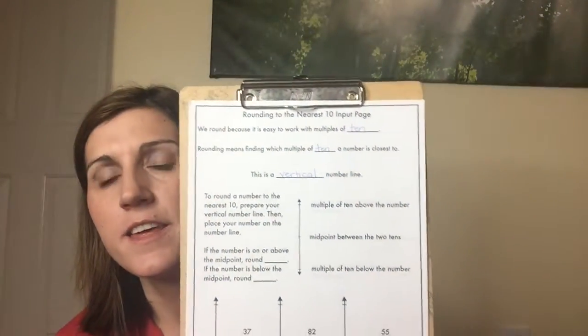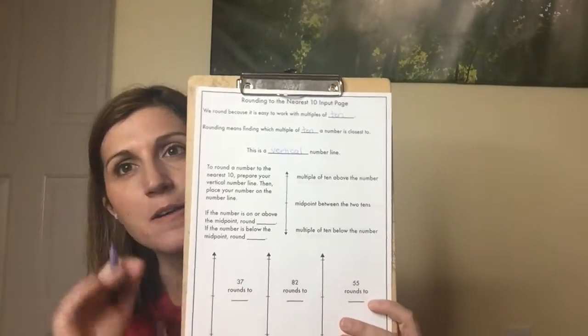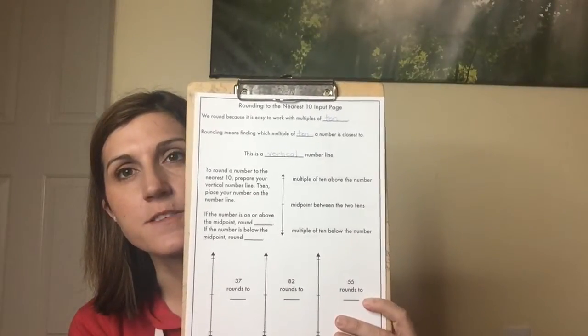Okay, this is a vertical number line. We learned about vertical number lines yesterday when we were finding the amount of liquid in different containers. So this is a vertical number line. We use vertical number lines to round to the nearest 10 because it helps us see which 10 your number is closest to.